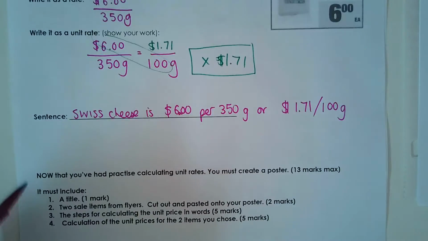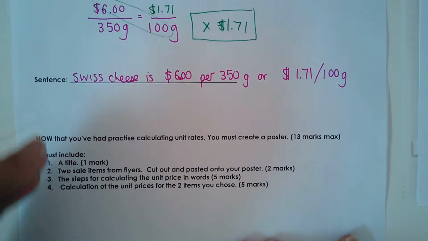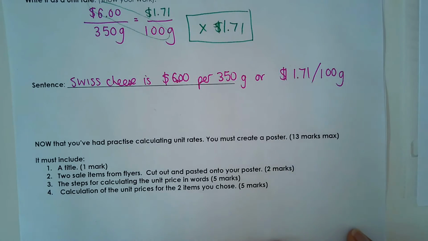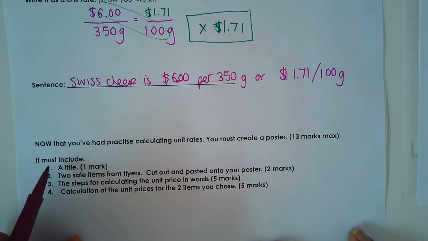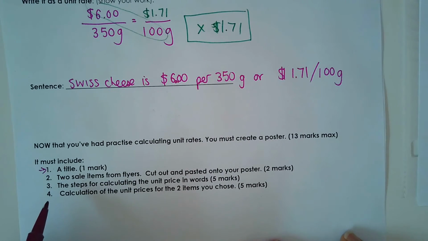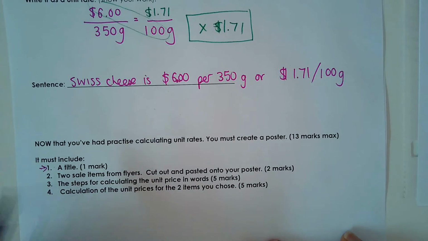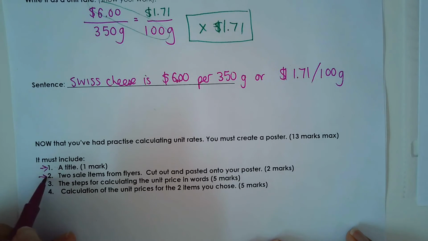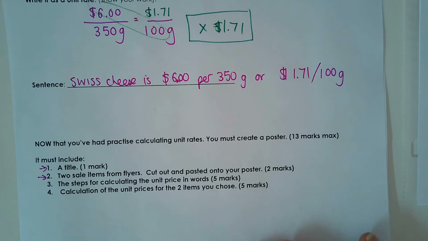Okay, so now that we've had practice at calculating unit rates or unit prices, what you're going to do, so here at the bottom, is you're going to create a poster. In your poster, you need to make sure that you include a title. And I would like you to go through your flyers and find two sale items from your flyers, and I'd like you to cut them out and post them so that when you're doing your calculations, we know where the information came from.